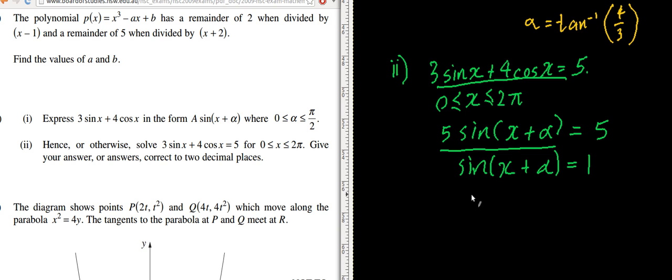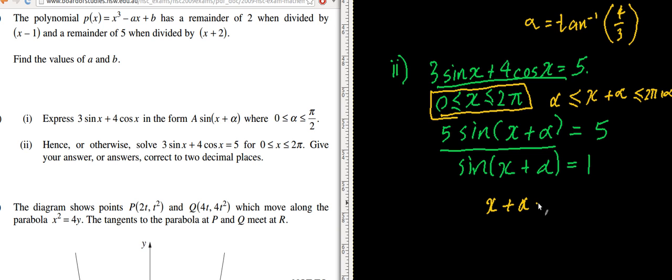Therefore, x plus alpha. Now, before I get on to doing x plus alpha, I need to tell you one thing. If you look at this over here, x is between 0 and 2 pi. Instead, I'm going to say x plus alpha is going to be between alpha, since 0 plus alpha is alpha, and 2 pi plus alpha. So x plus alpha has to be within this range. Remember in a circle there's 2 solutions, but you've got to remember that this time it's between alpha and 2 pi plus alpha.